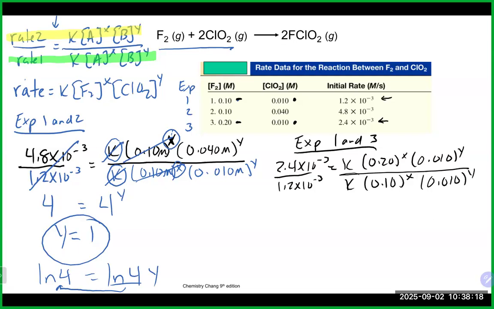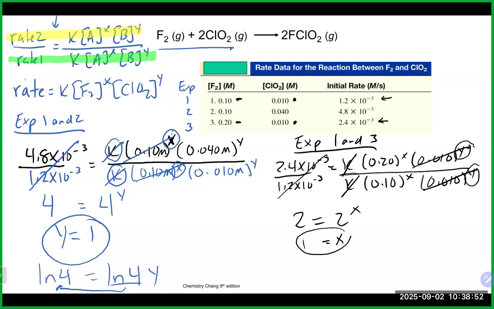Once again here, doing our math, 2.4 divided by 1.2 is a 2. The k's are going to cancel out because they are the same. In this case, we already know what the y is, which is the same, so it's going to cancel out. This is going to leave us 2 to the x, and you could probably easily see x is equal to 1. That would mean that this reaction is first order with respect to F2. It is also first order with respect to ClO2.